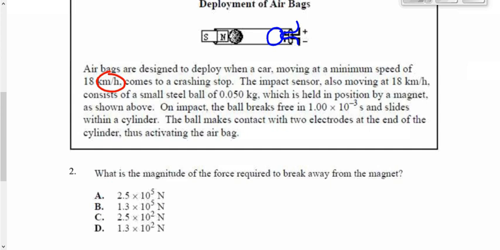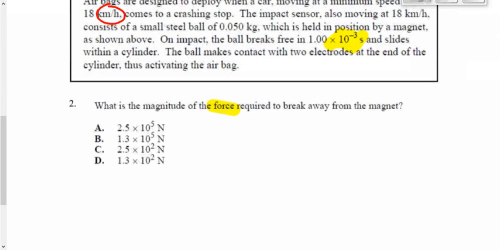What's the magnitude of the force required to break away from the magnet? The answer is C, you're right. But how do we get that? Well, remember last week we talked about when we see a time and a force in the same problem. What should come to our mind? Yeah, F and delta T, and F and delta T is impulse. So that's what we want to think here. Delta P is equal to F times delta T.